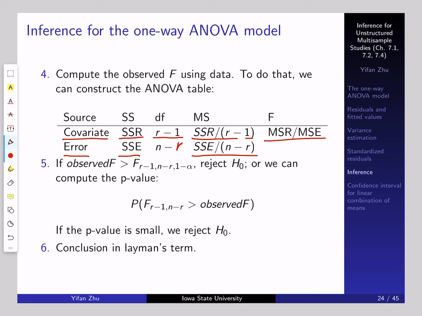And then if you observe an F statistic that is larger than this critical value, we just reject H0, or we can use the p-value. The p-value is the probability that an F with R minus 1 and n minus R degrees of freedom random variable is larger than the observed F test statistic. If the p-value is small, then we also reject H0. The last step would be the conclusion in layman's terms.